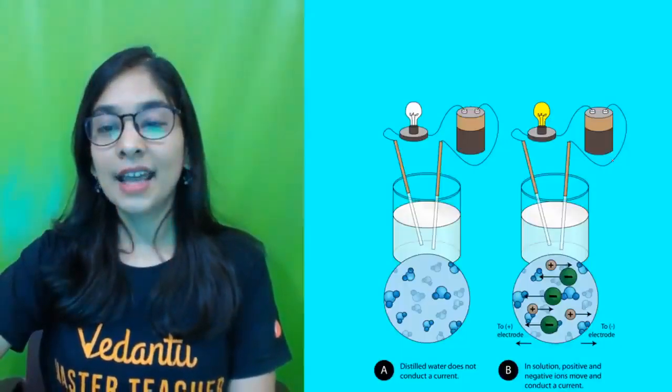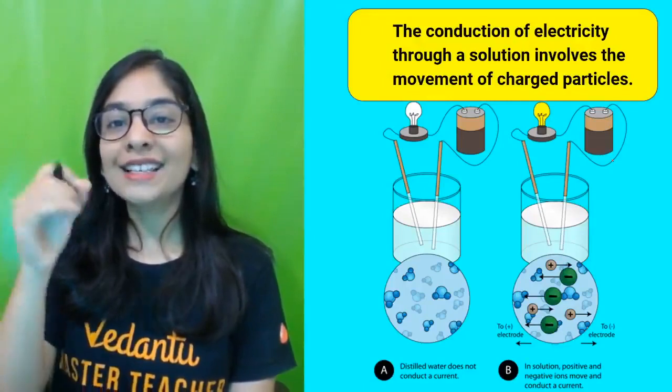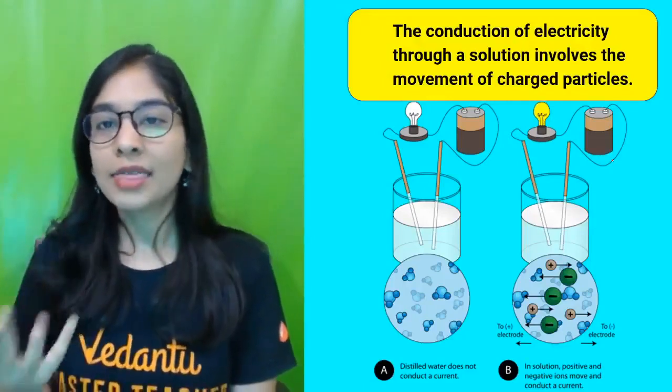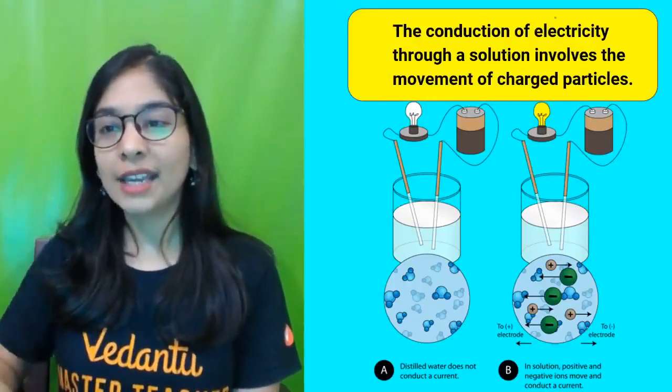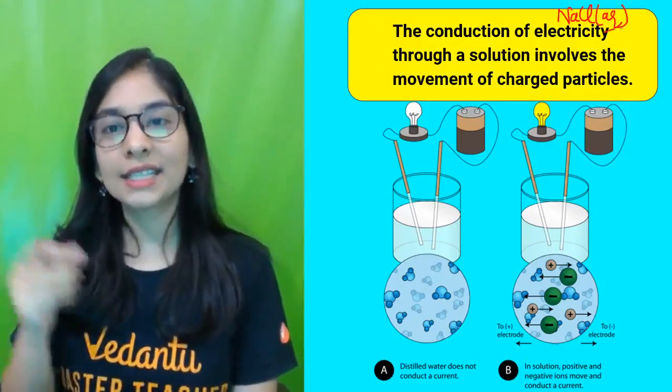Now, let's talk about it one by one. When we take NaCl solution with water, there will definitely be ions. I am taking NaCl with water. As soon as I mix it into water, I can write NaCl aqueous.